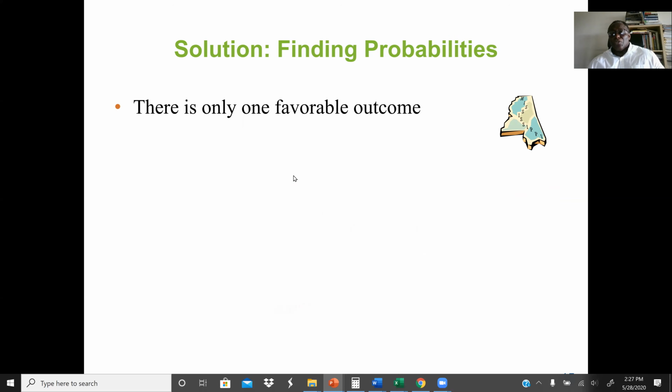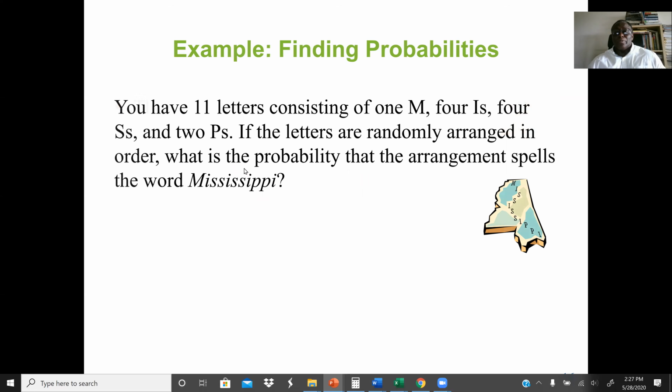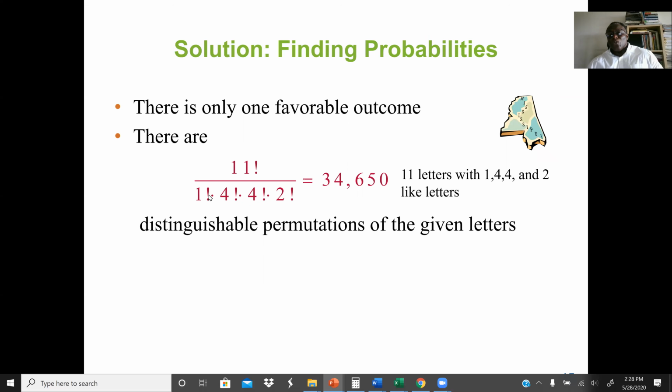So there's only one favorable outcome. Here we say 11 factorial over 1. Now the total is 11. Mississippi letters, the total is 11. Or we can check one more time: 1, 2, 3, 4, 5, 6, 7, 8, 9, 10, 11. Now, how many S's do I have? 1, 2, 3, 4. P, 1, 2. I, 1, 2, 3, 4, then M is 1. So here we're going to have 1, 4, 4, and 2. So we get 34,650 distinguishable permutations of the given letters. So the probability will be 1 over 34,650.